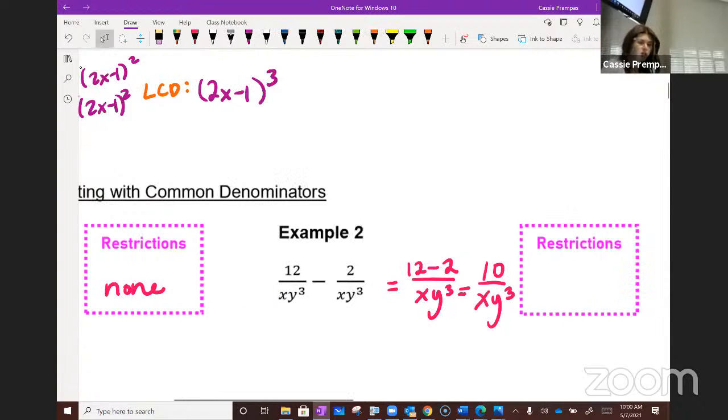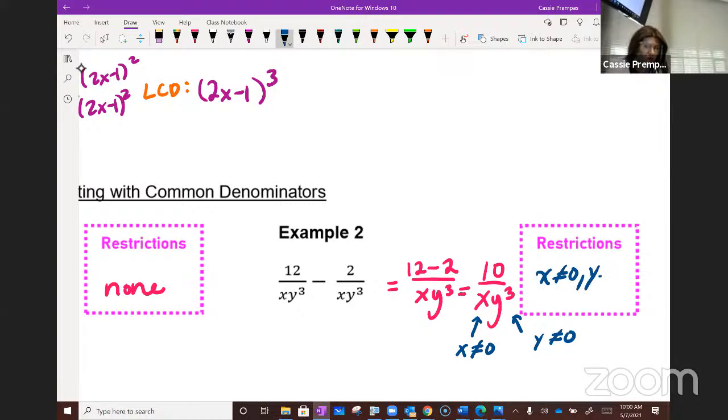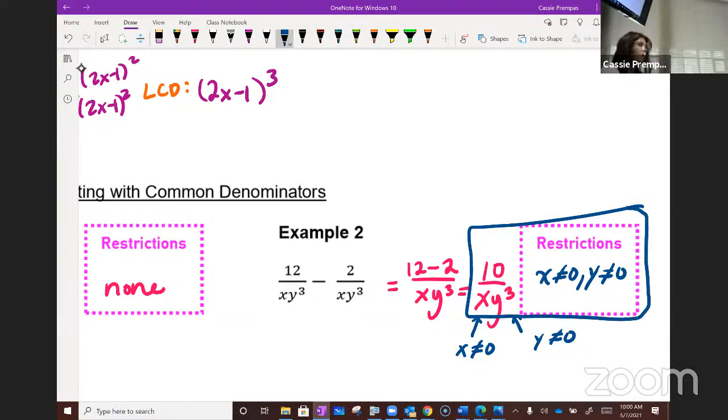But does this one have restrictions? Yes. What can x not be? Good. And what can y not be? 0. Perfect. So this one, I would have the answer with my restrictions labeled: 10 over xy cubed, such that x can't equal 0 and y can't equal 0.